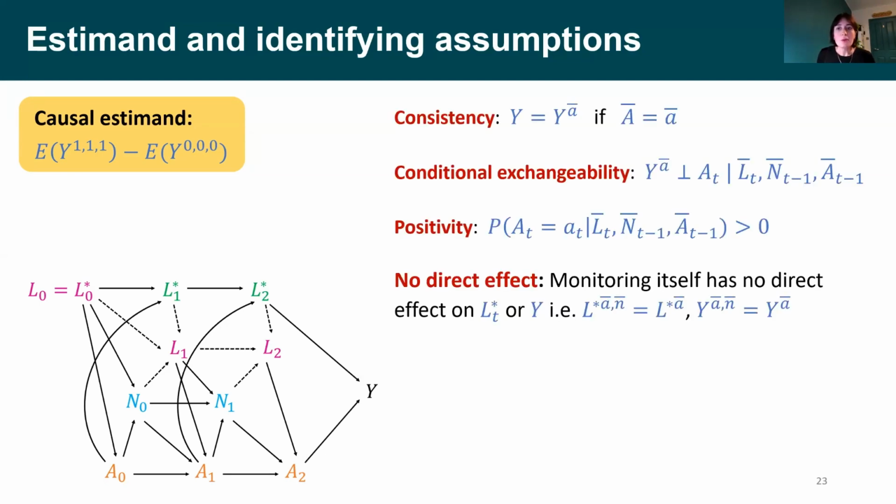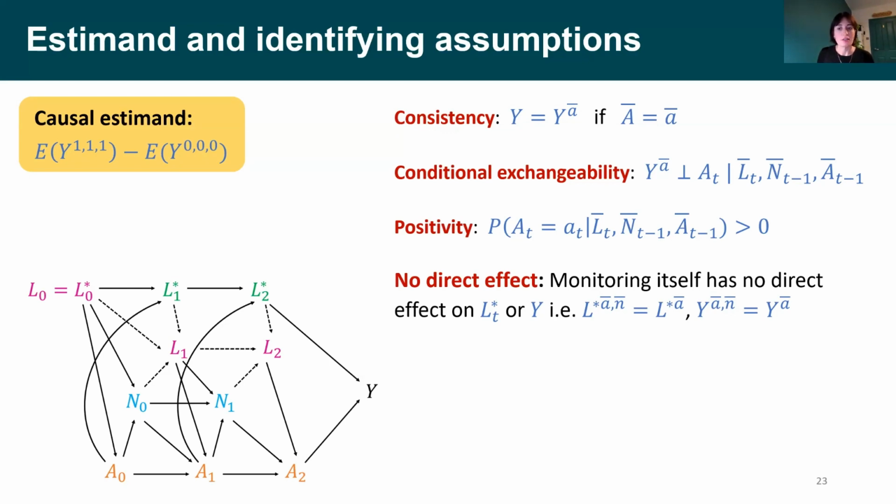The following assumptions are necessary to identify this causal estimand from the observed data. Note here that we use an overbar to denote the history, so A bar is just equal to A0, A1, and A2 combined. The first assumption is consistency, which says that for a patient who actually received the treatment strategy that we're interested in, the patient's observed outcome will be the same as their potential outcome. In practice, this normally means that we have a clear and well-defined treatment intervention.